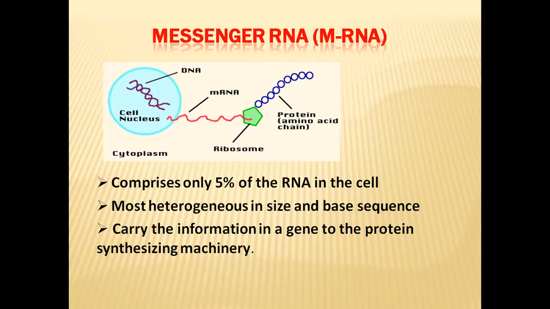So that's why it is called messenger RNA. Why? Because it is carrying the message of the DNA, and it is carrying that message to the area where protein synthesis is being done. It is most heterogeneous in size and in the sequence of nitrogenous bases also. So size is different from one mRNA to another mRNA, and the nitrogenous base sequences will also be different. Whereas in the remaining RNAs, size is limited, and nitrogenous base sequences will be stable.